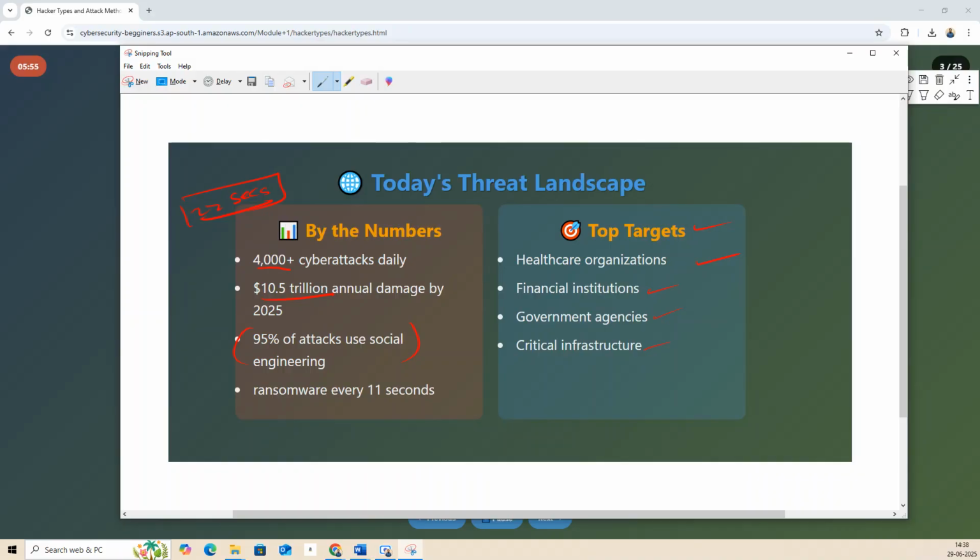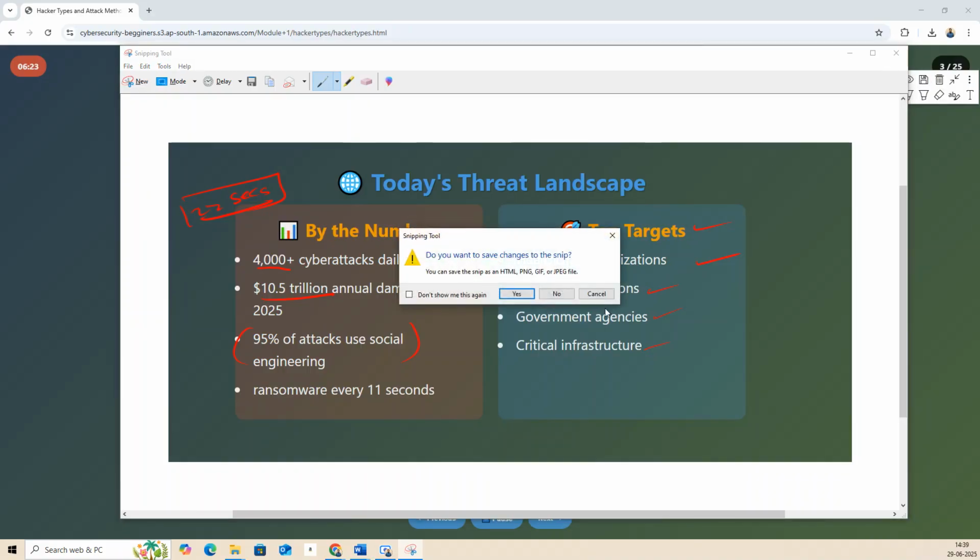The threat landscape has fundamentally changed. This isn't about teenage hackers defacing websites anymore. We are dealing with organized crime syndicates, nation state military units, and terrorist organizations. The stakes have been raised. So let's understand exactly who we are dealing with. Not all hackers are created equal.